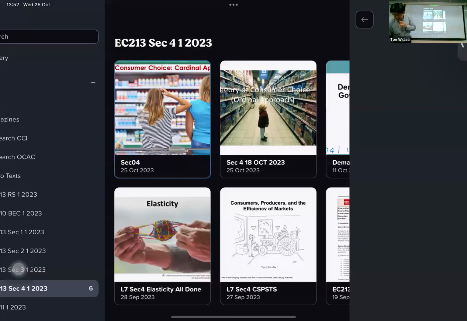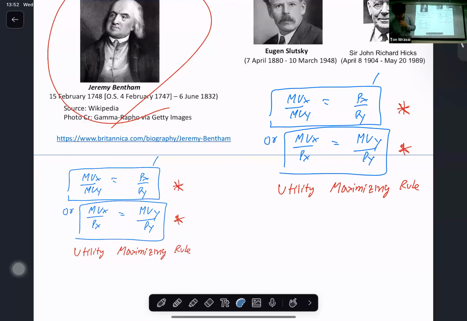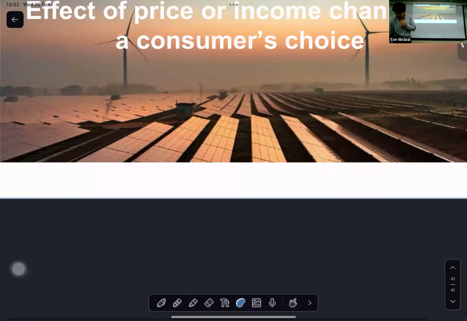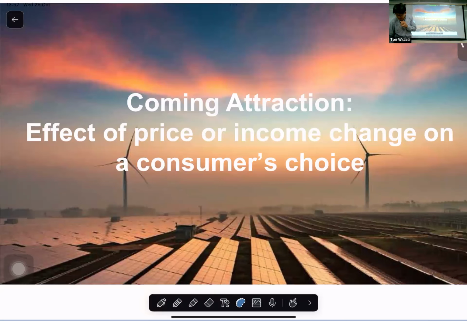All right. Now we come to the new section here.